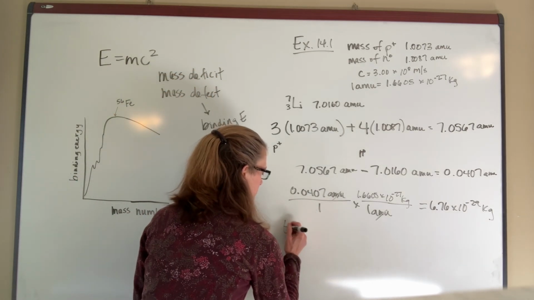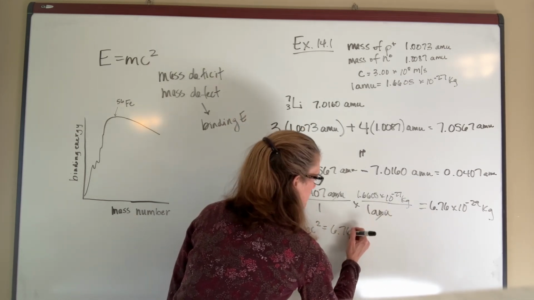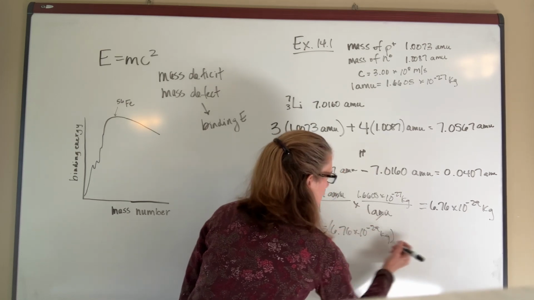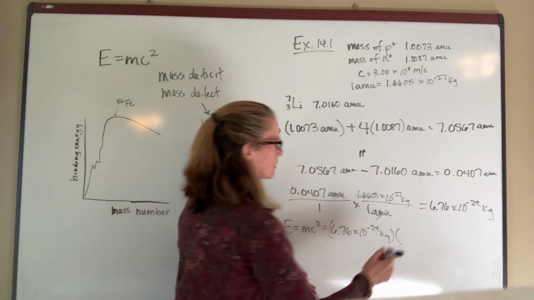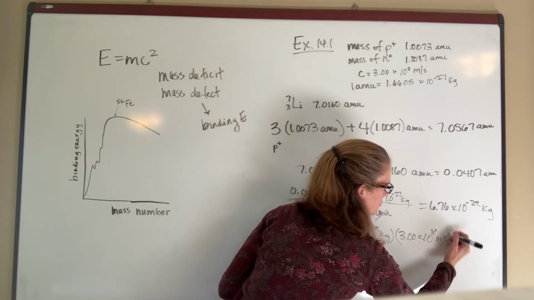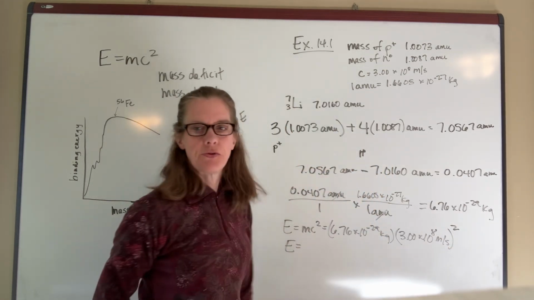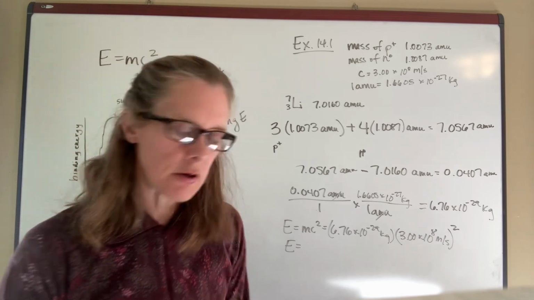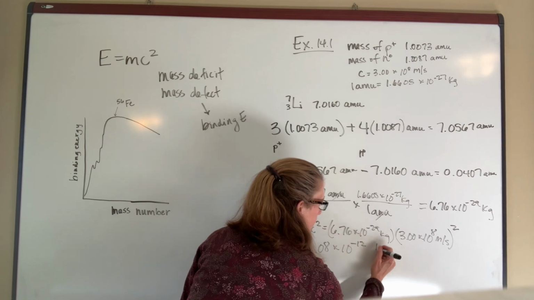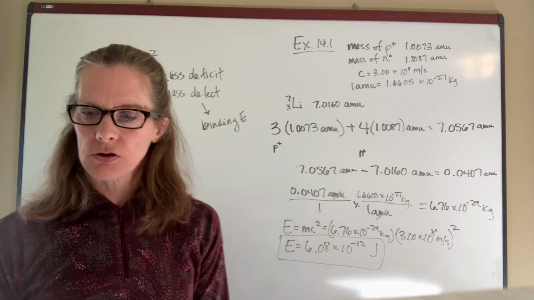So if E equals mc squared, I'm going to take the mass that I just calculated, 6.76 times 10 to the minus 29th kilograms, times the speed of light squared, which is 3.00 times 10 to the 8th meters per second. And I will square that. And then the final answer there comes up to be 6.08 times 10 to the minus 12 joules. Okay, so that is the binding energy for that nucleus.